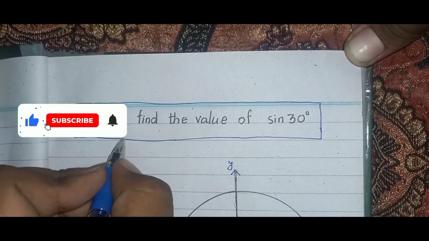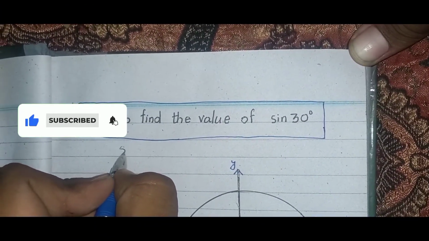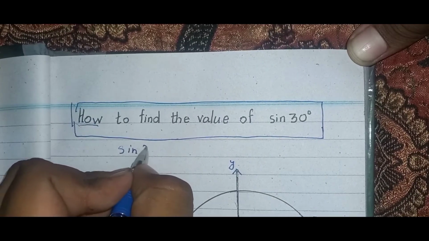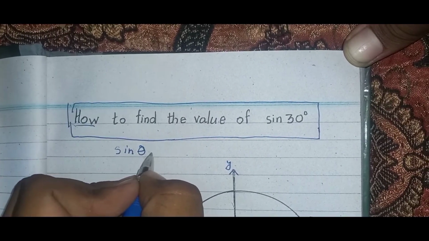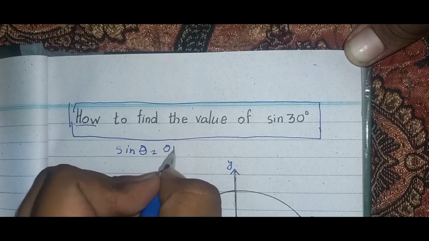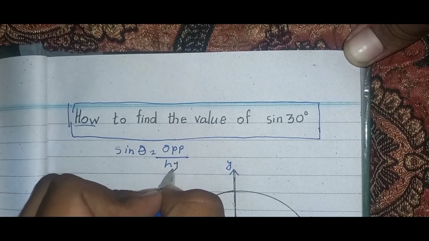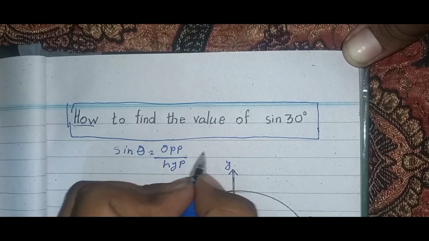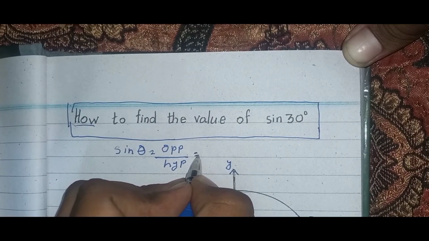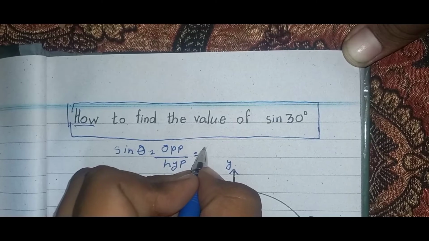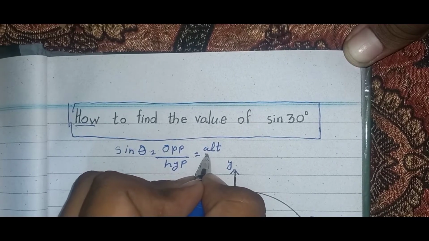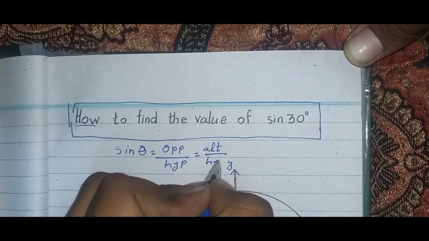Consider we have sin theta is equal to opposite divided by hypotenuse. It means we say that it is altitude divided by hypotenuse.